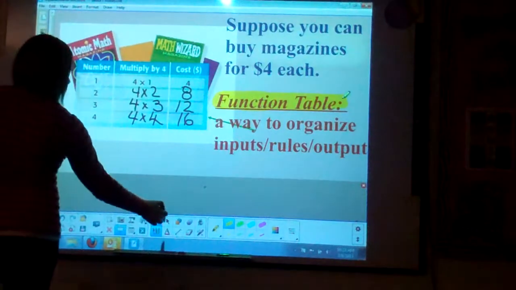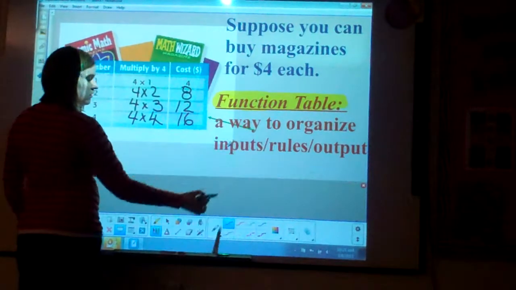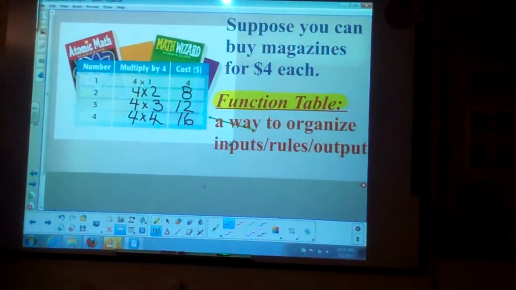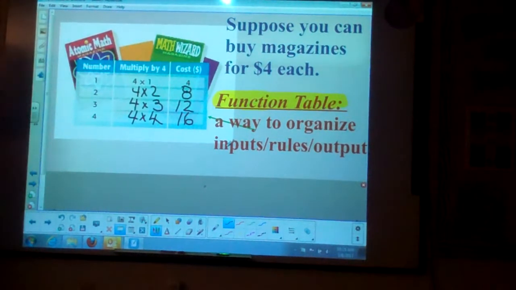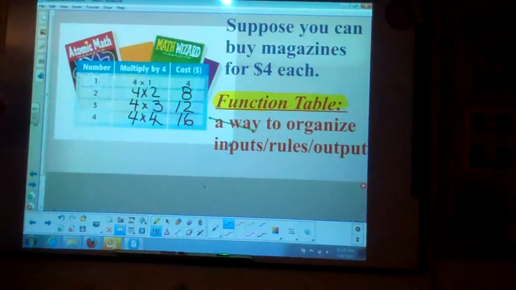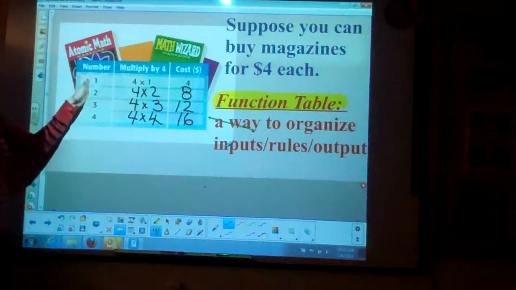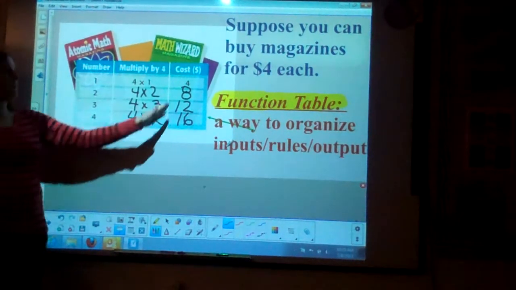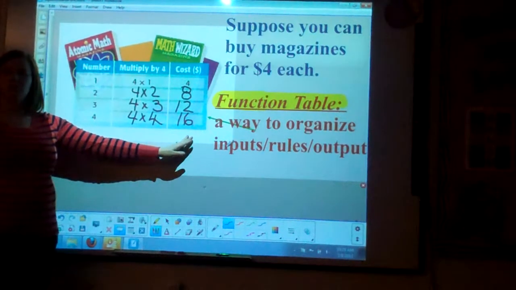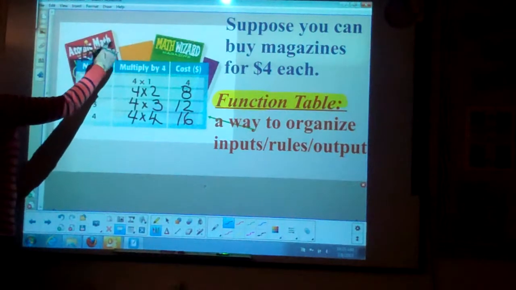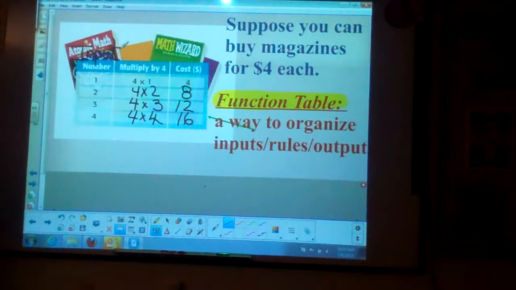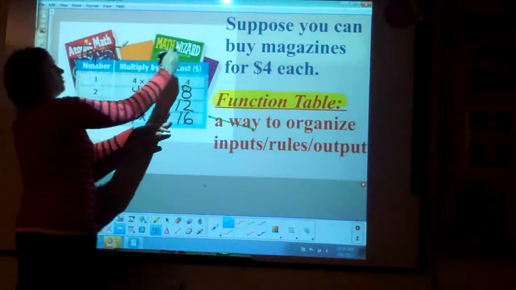What is the input? Brandon? 4? The input is 4? No, 1. I don't know. Wait, no, which part is the input? Would the number be the input, the multiplied by 4, or the cost? The number is the input. What's the output? Shannon? The cost is the output.